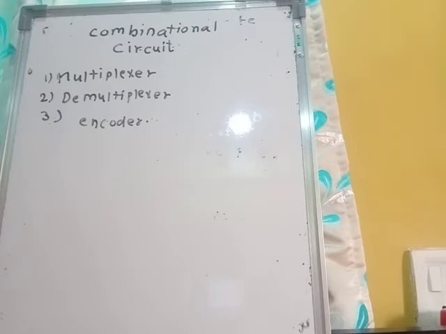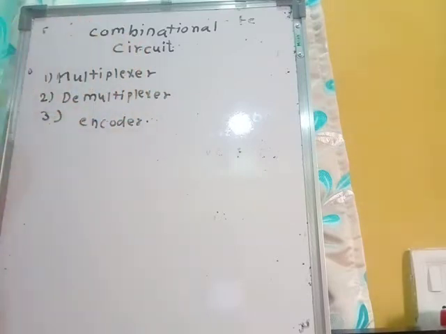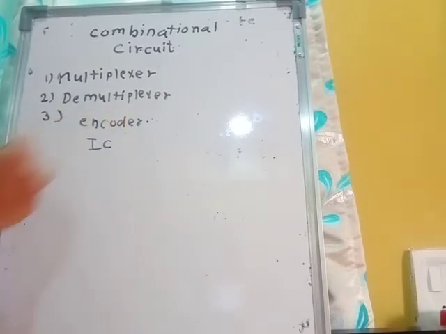And these combinational circuits are now available in the form of integrated circuits by reducing their size and cost. The size of these circuits can be reduced and they can be used as integrated circuits, that is called an IC. In ICs we have the multiplexer, demultiplexer and the encoder. From these, first of all we are going to see the multiplexer.